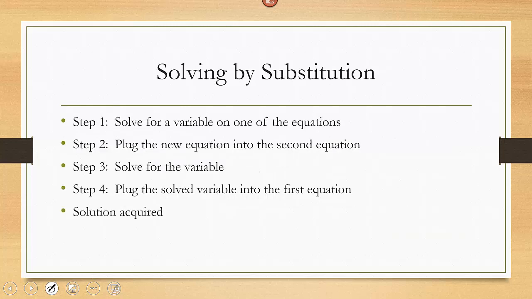The steps to solve by substitution. Step 1, solve for a variable on one of the equations. Step 2, plug the new equation into the second equation. Step 3, solve for the variable. Step 4, plug this new solved variable into the first equation. And then we solve for that variable, and then we have the solution acquired.